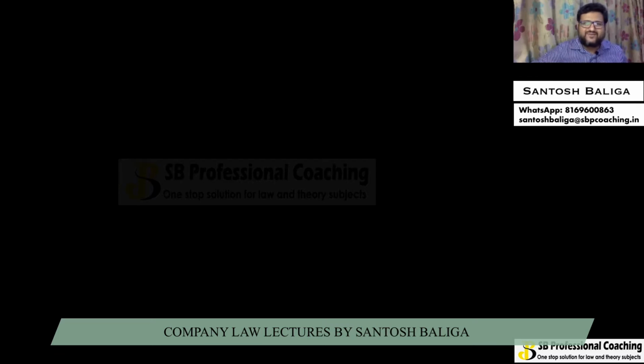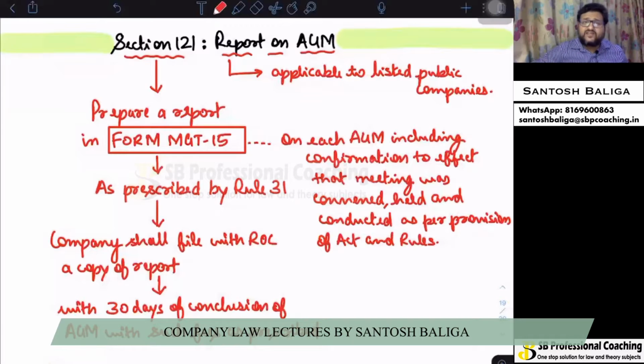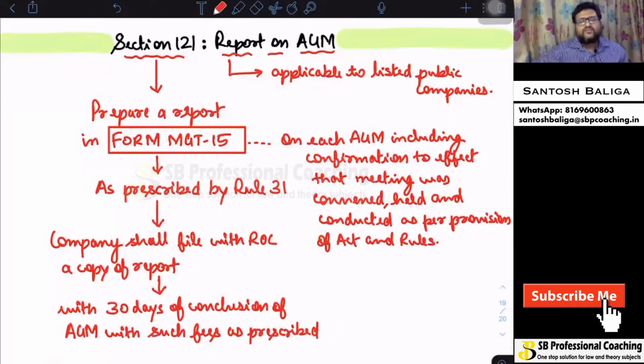Hello and welcome everyone. We all know that every company has to conduct an annual general meeting under Section 96. But did you know that every company which conducts an annual general meeting also has to prepare a report for the annual general meeting? And a copy of such report shall be filed with the ROC. So, in this particular lecture, I am going to discuss with you about Section 121 that speaks about report on AGM. I am your host and teacher, Santosh Baliga.